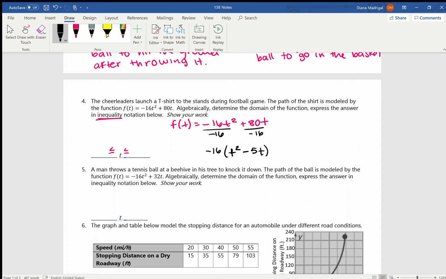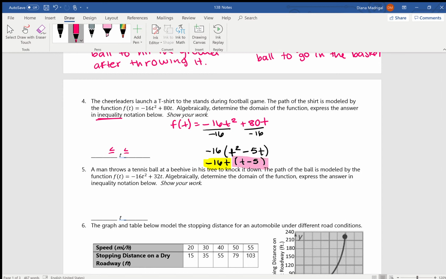Based on inside the parentheses, they both have t in common, so I can take out a t. So then I have negative 16t, and inside I have t minus 5. I can't do anything else with it, so this is where I take both factors and set them equal to 0.